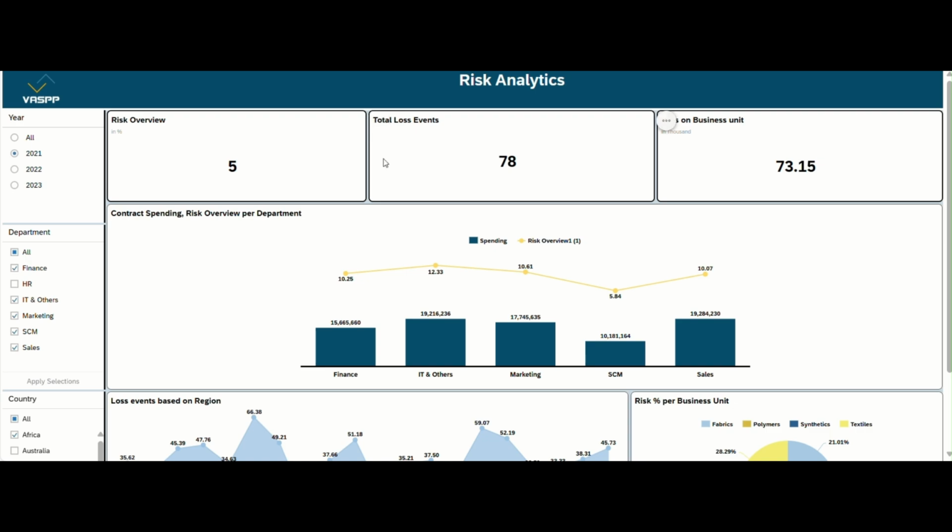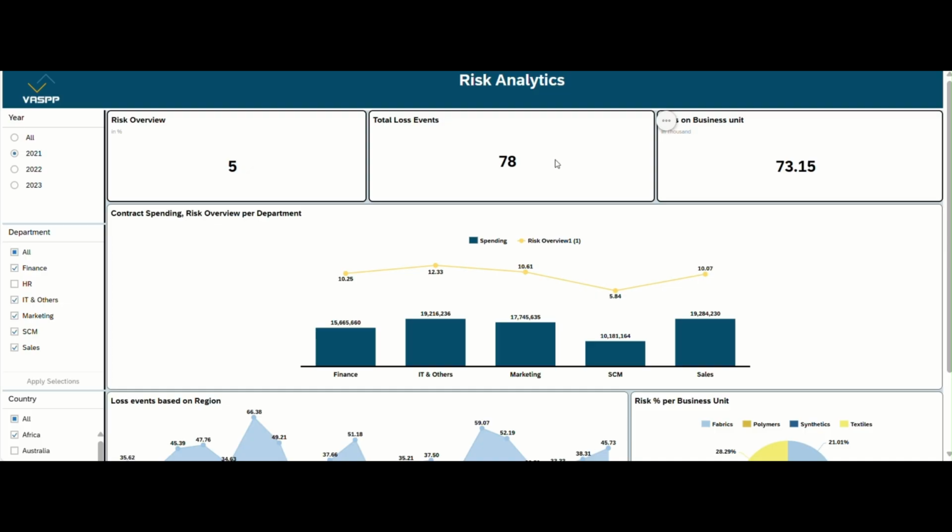Next, we have total loss events, showing the number of recorded risk incidents. Think of this as your early warning system. A rising number may suggest breakdowns in controls or emerging threats. This metric lets you spot patterns, whether it's recurring issues in specific processes or departments, and take proactive steps to reduce future incidents.